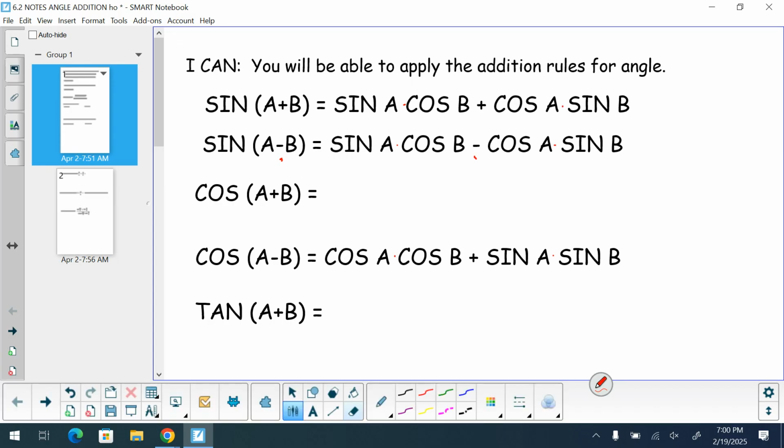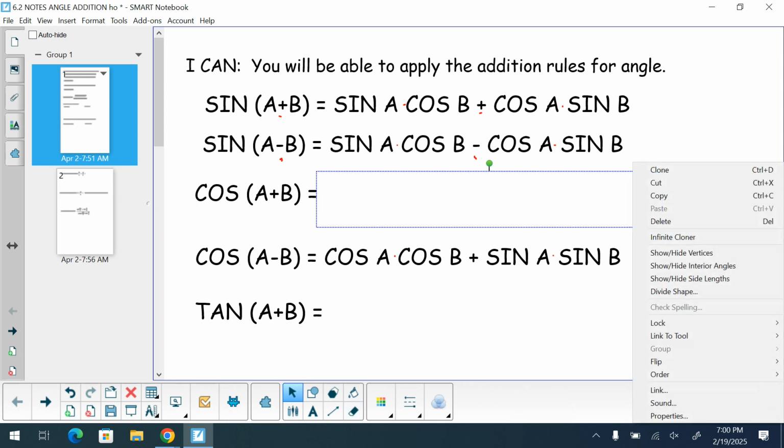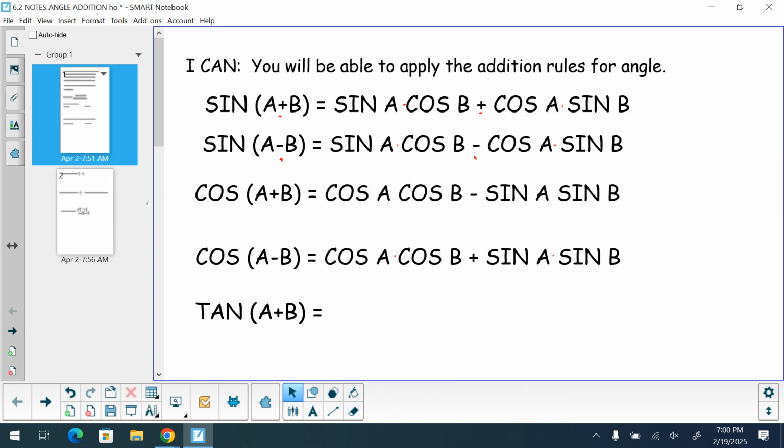Our plus sign also trails over to here. So if I have plus in here, I have plus on the outside with the expansion. When I deal with cosine, I have cosine, cosine, sine, sine. So we have cosine A, cosine B, minus sine A, sine B. Now with the cosine, if this is plus, this will turn into a minus. If it's minus on the inside, that will turn into a plus on the outside.